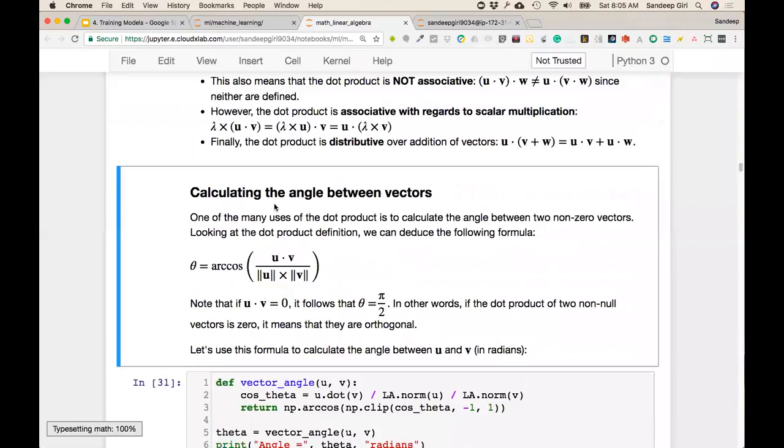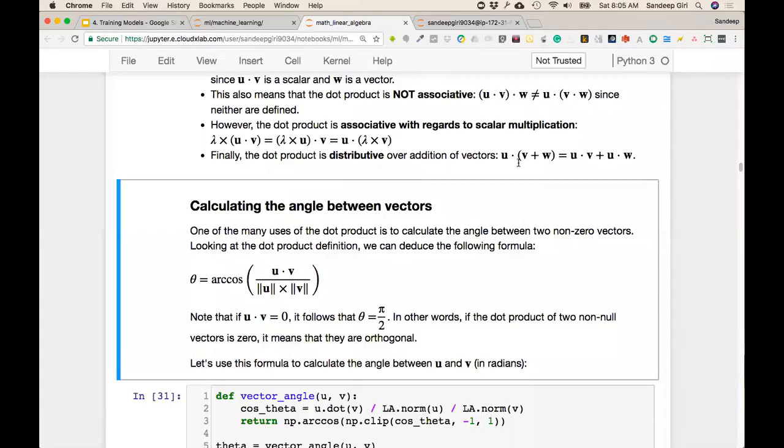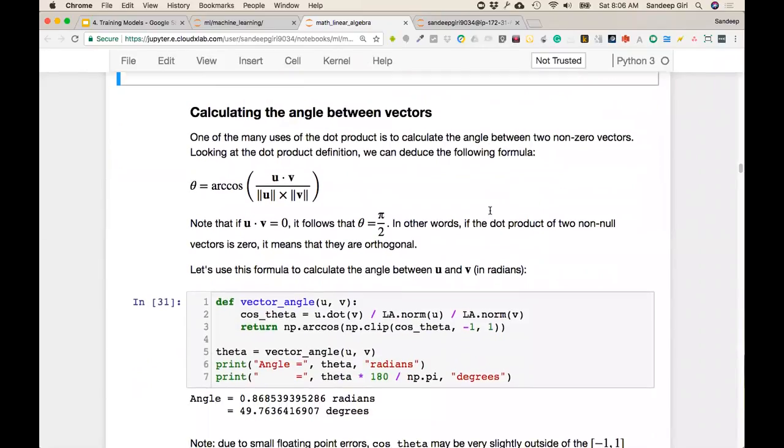Okay, so distributive means the dot product can be applied over the brackets, right? So that's what distributed. Let's say you have v plus w, you can do a dot product over these values. Either you sum v and w first and then do a dot product with u, or you do the dot product of each individual value and then sum them, you are going to get the same result. So this property is called distributive.